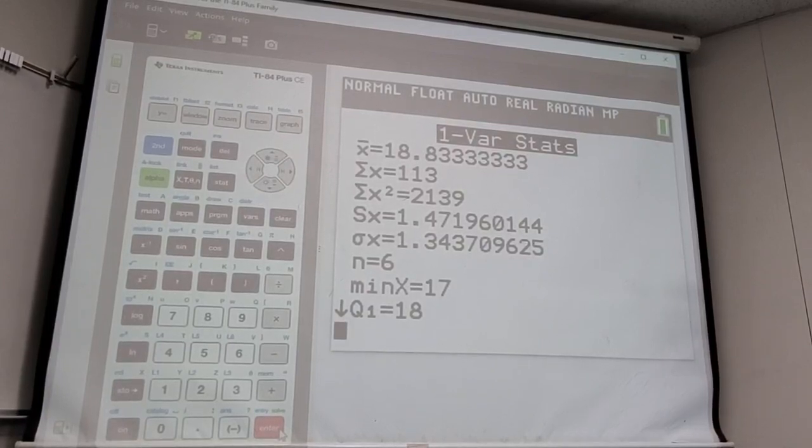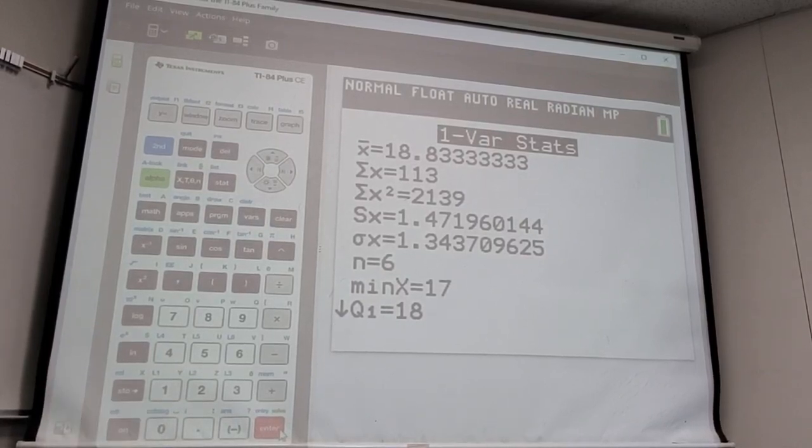So we do L1 again for this one? No. Make sure it's clear. We don't have a frequency list. And then enter for calculate. Enter for calculate.